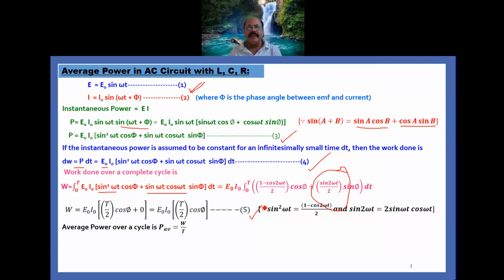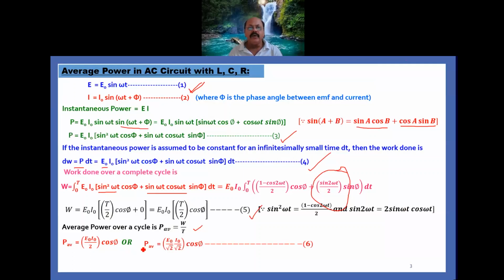Average power over a cycle is P average equal to work done over a complete cycle divided by time of complete cycle, that is P average equal to W upon T. Then the value of W we can write from equation number 5. Then you substitute it here. You will get P average equal to E naught I naught upon 2 cos phi. And then you rearrange this factor and write it like that: E naught upon root 2, I naught upon root 2, cos phi.